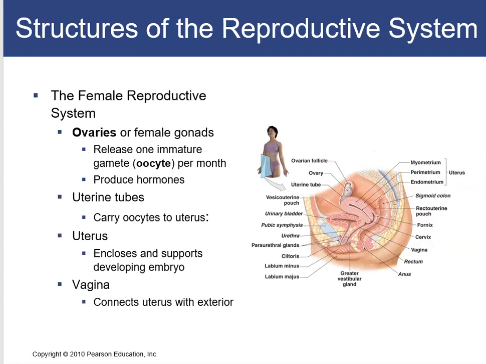The gonads for the female are the ovaries. The ovaries release one immature gamete, also known as an oocyte, per month. The ovaries are also responsible for producing the female sex hormones. The female reproductive system also includes the uterine tubes. This is what carries the oocytes to the uterus. The uterus itself, which encloses and supports the developing embryo, and the vagina that connects the uterus to the external environment.